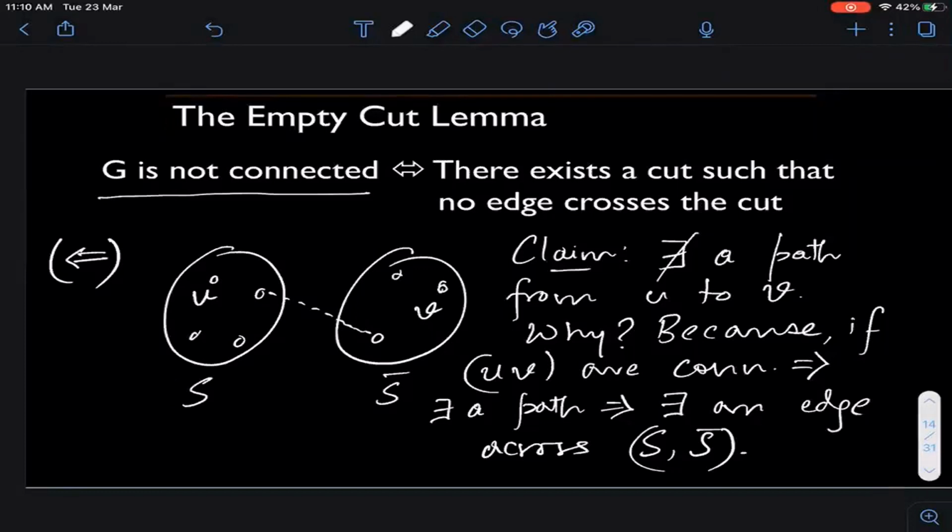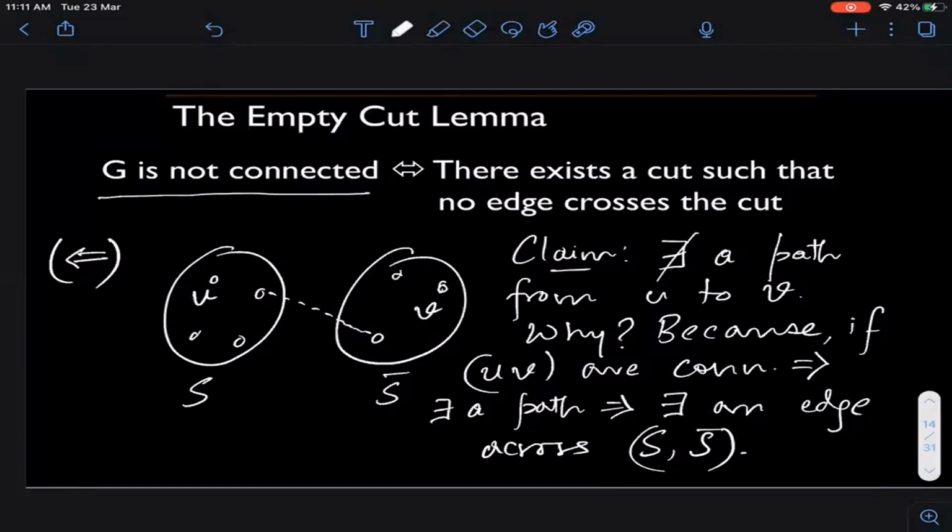ठीक है, so everyone convinced about this thing? Right. So you pick any two vertices U, V on both the sides, then clearly there cannot be a path, because if there is a path, then there has to be this edge which is crossing across. Remember, this edge is not necessarily the edge UV. It's just an edge in that path.